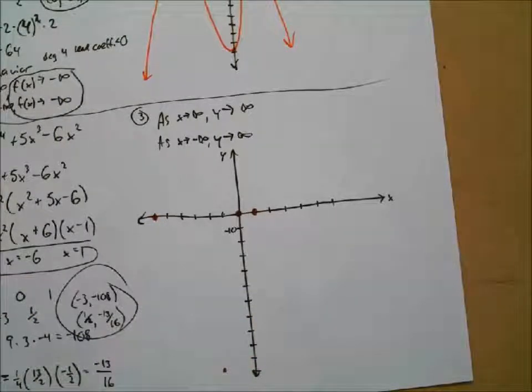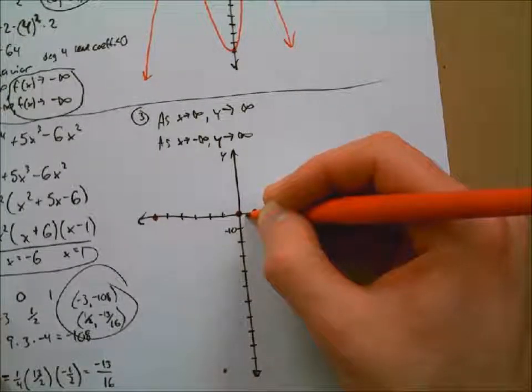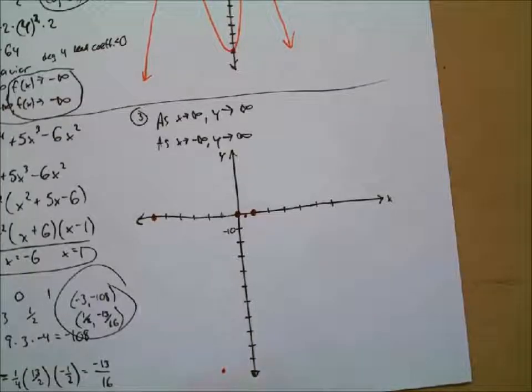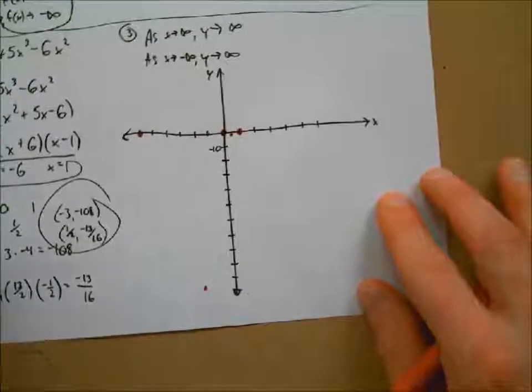And then 1 half, negative 13/16. So 1 half and then negative 13/16ths, it's almost negative 1. So something like that. Okay, it's not going to be super pretty, but again, we'll connect the dots here at least.